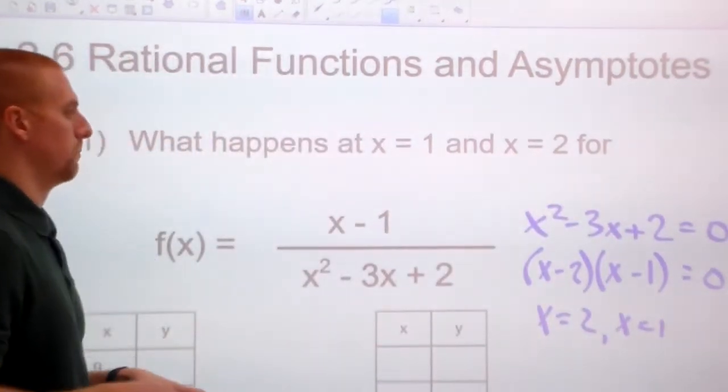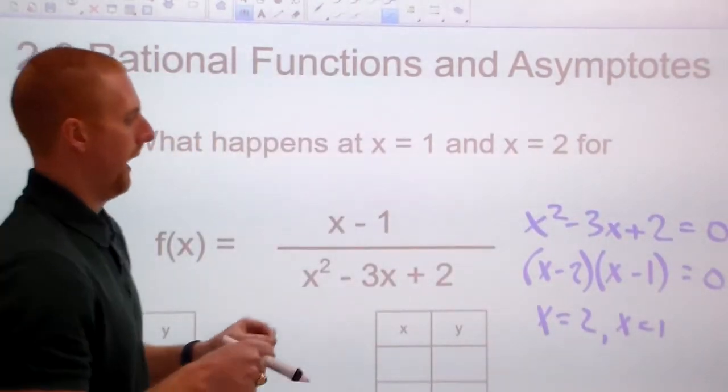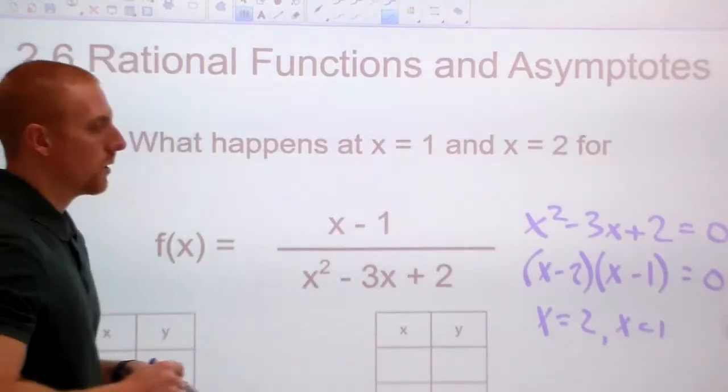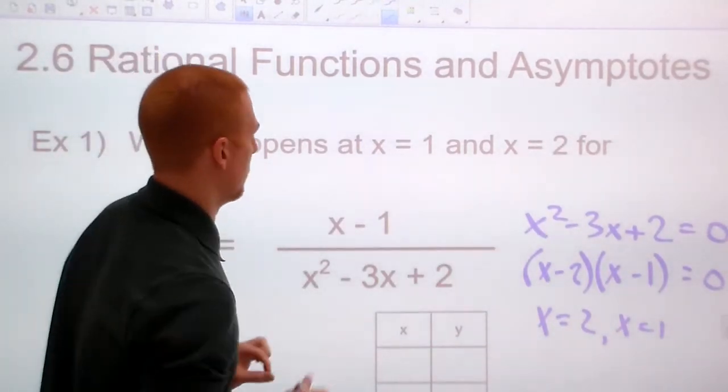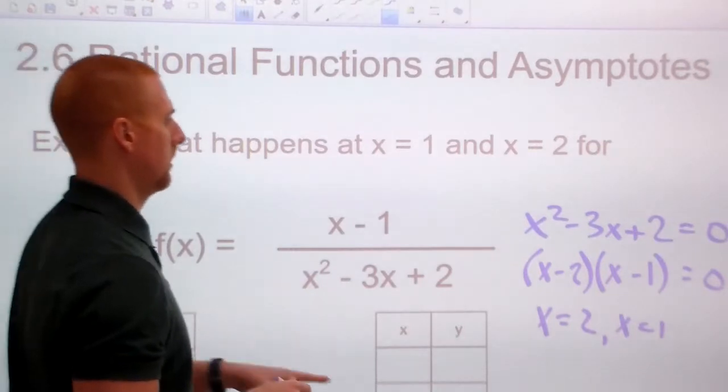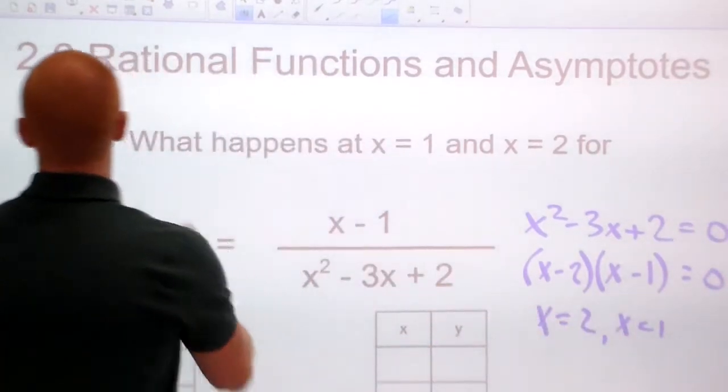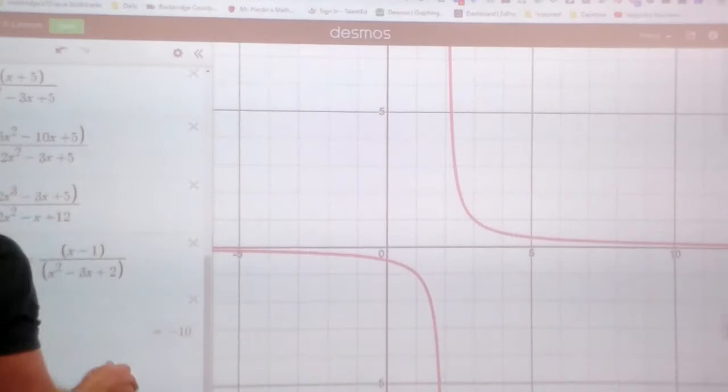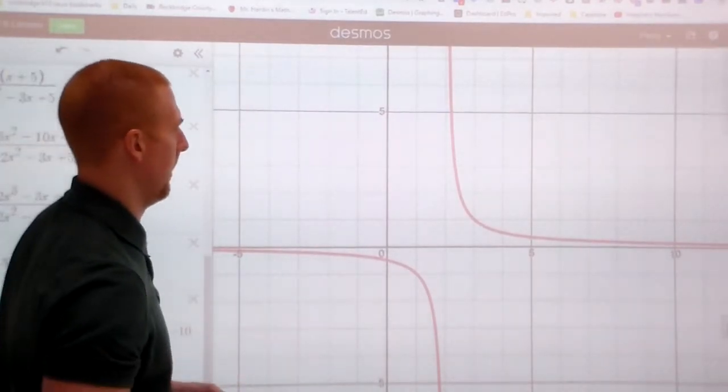So I really want to explore what's going to happen as we try to plug these in. So I'm going to switch over to Desmos for a second. Let's take a look at the graph and just kind of see what's going on. There's going to be a problem at each one of these points. But let's talk about what type of problem we have and how to figure that out.